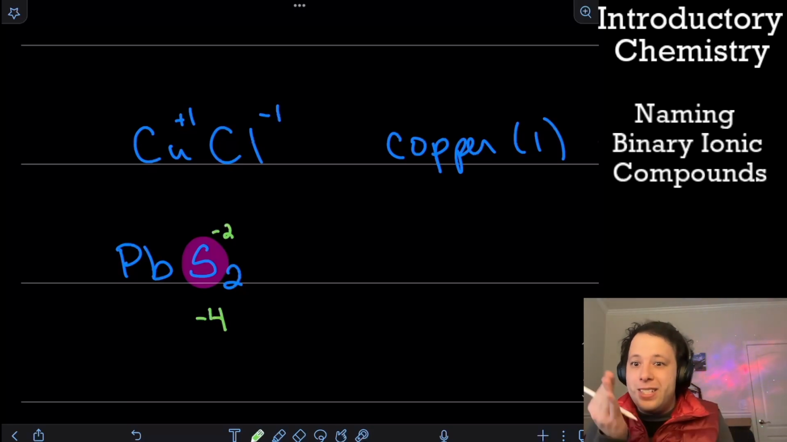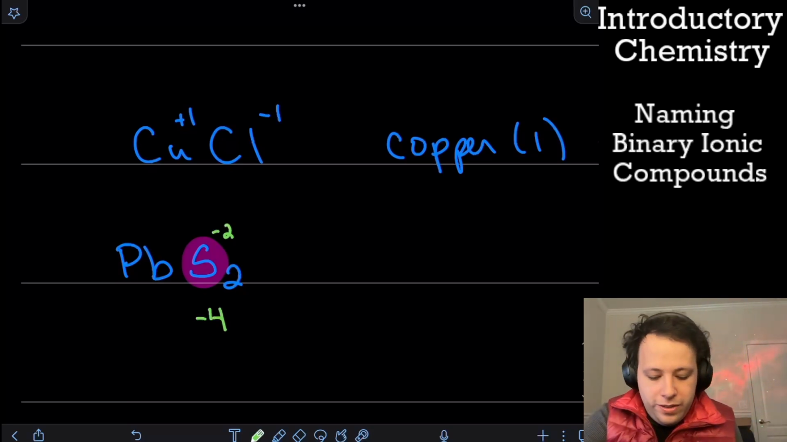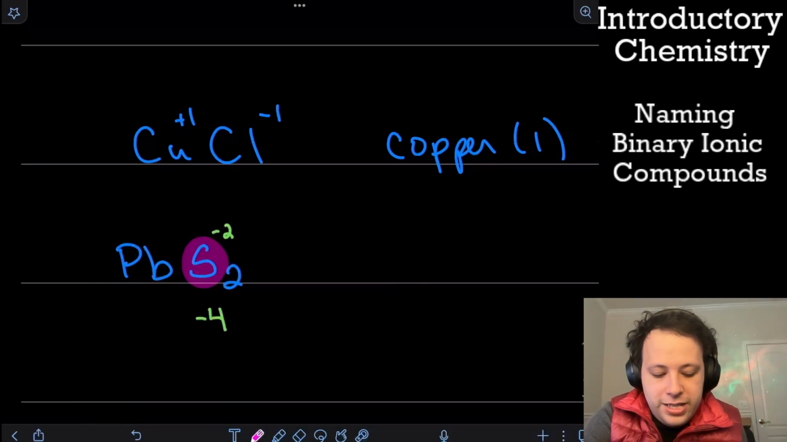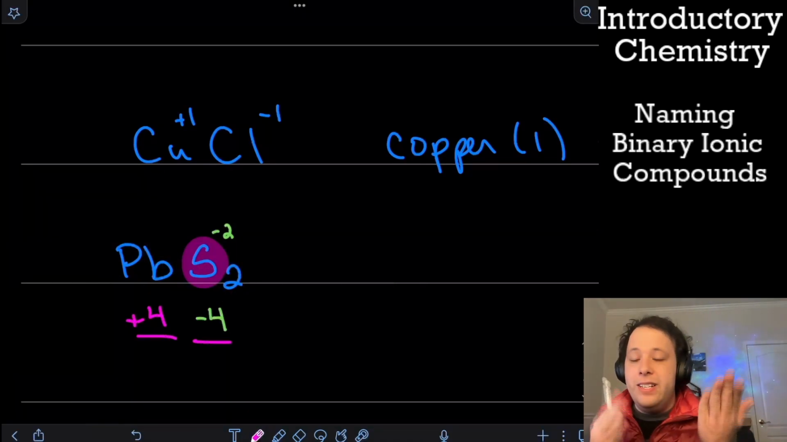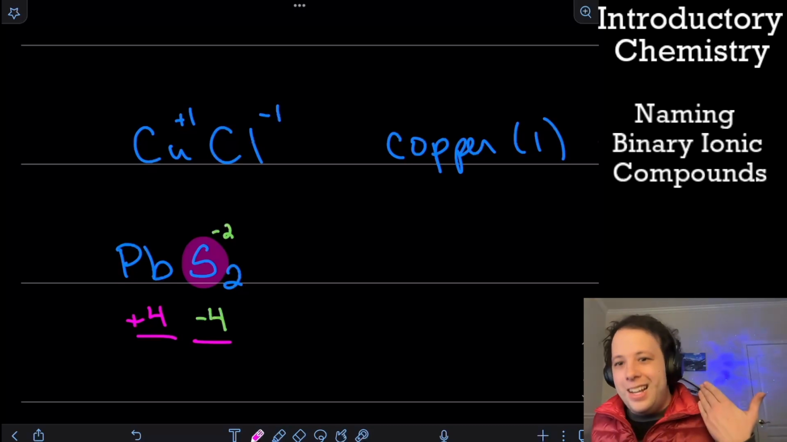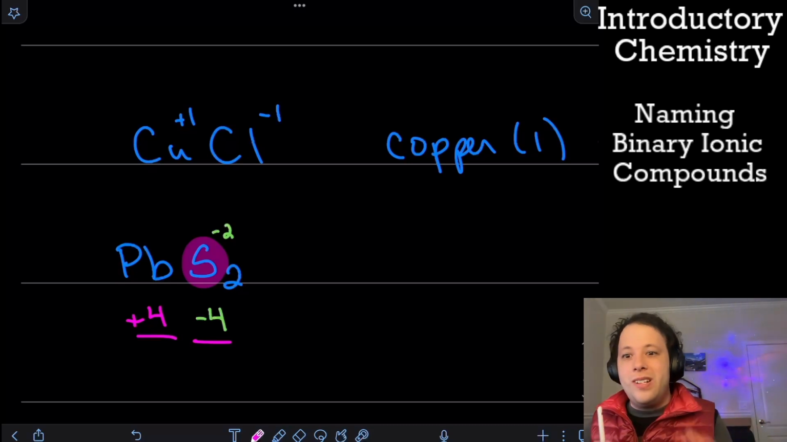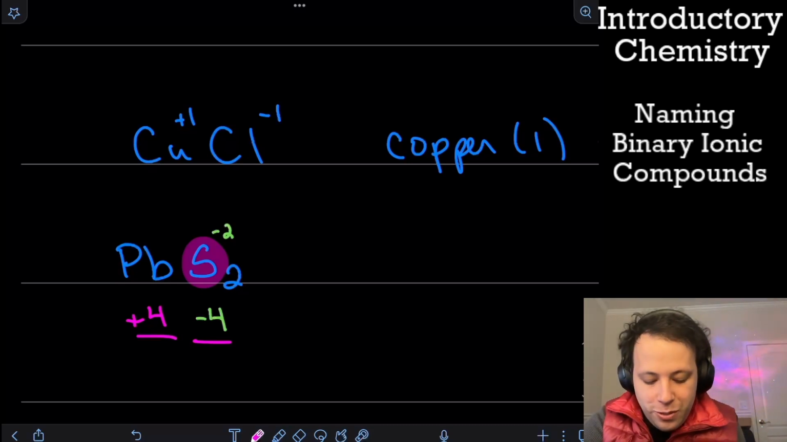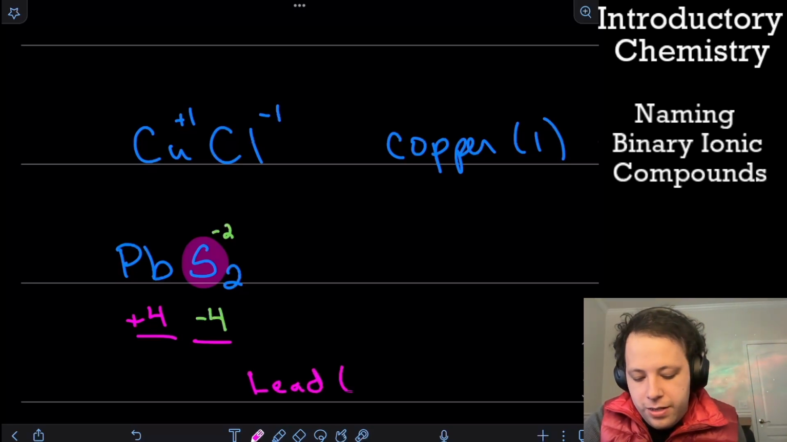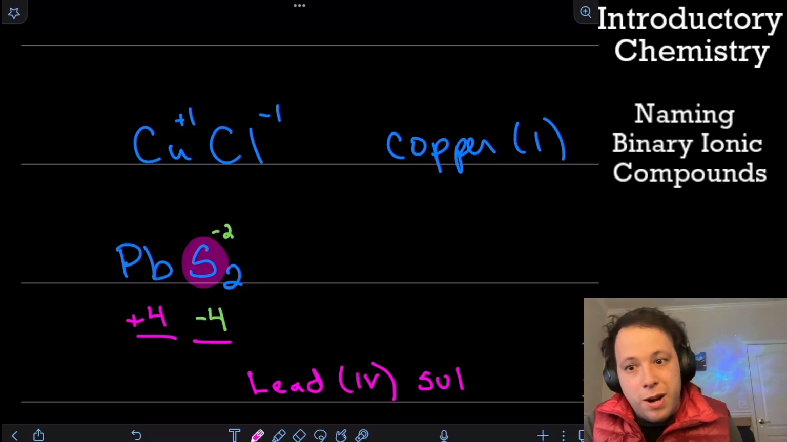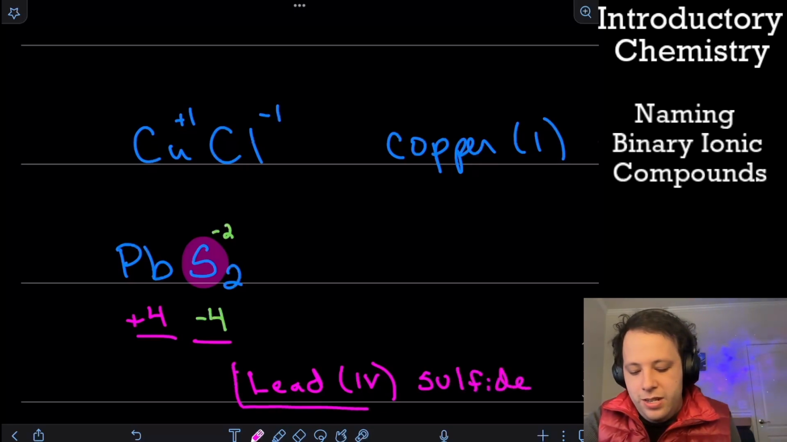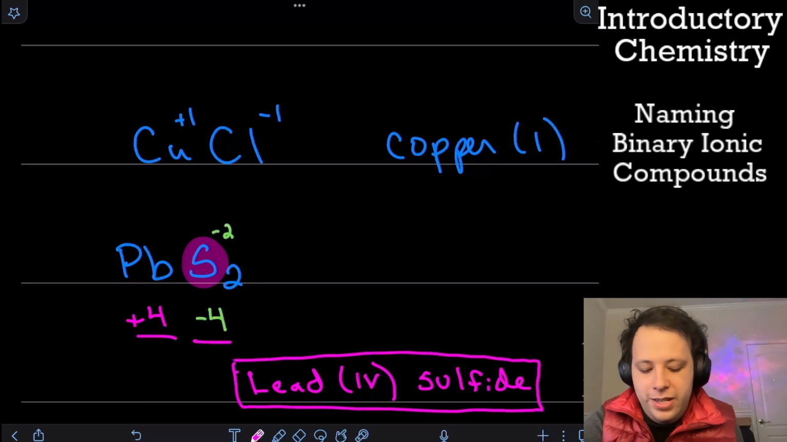So how do you balance out both sides? Well, your lead is going to need a +4 to balance the sides of the scale. It needs to have the same amount of negative as positive when it's a neutral compound. So if we were to name this, it's going to be lead(IV). Then we take that sulfur, drop the ending, and it becomes lead(IV) sulfide. And that would be our final answer.